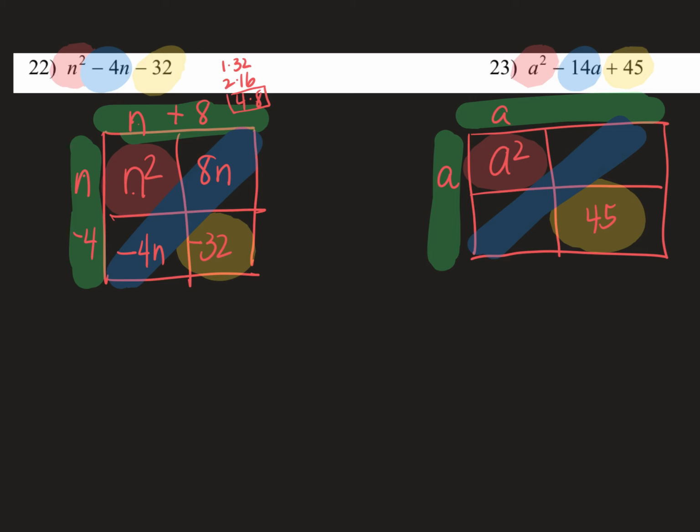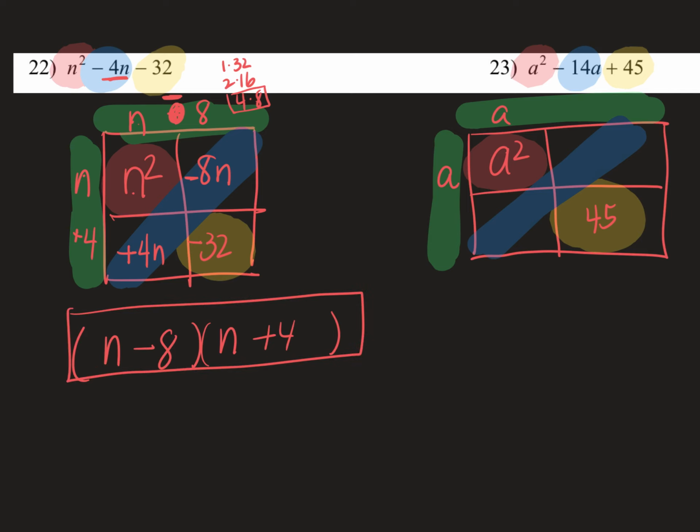So then that means I'm going to make this, and I'm so sorry I can't erase, we'll make this negative 8 and make that positive 4. So negative 8 times n is now negative 8n. N times positive 4 is positive 4n. And negative 8n plus 4n is negative 4n. Yes, it is. So now I have my factorization. It's the product of n minus 8 times n plus 4. That's my answer to number 22.